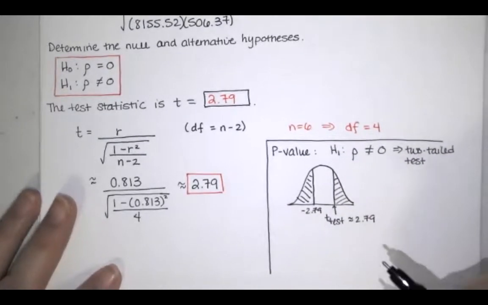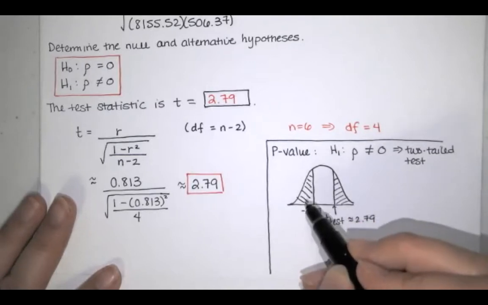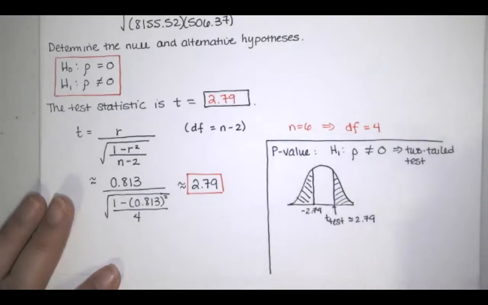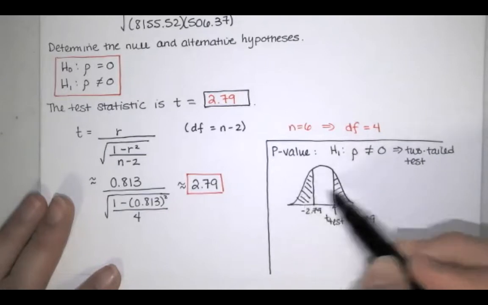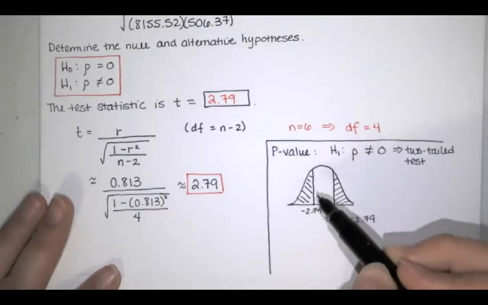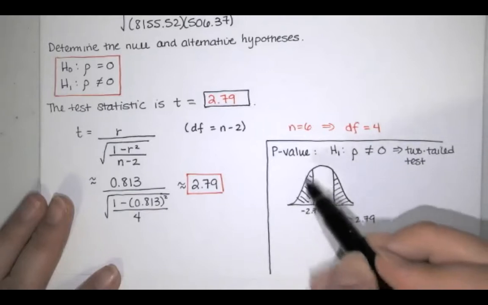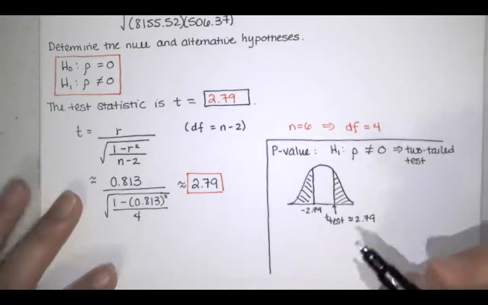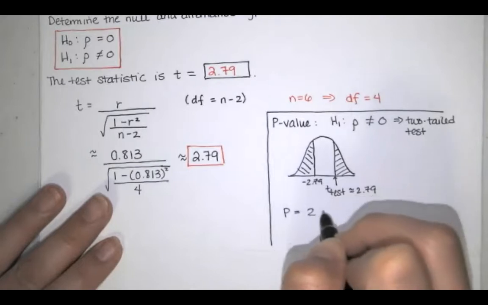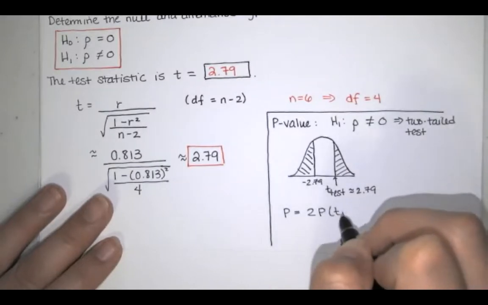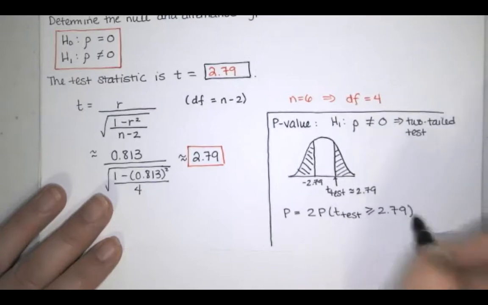I didn't do a very good job at making it symmetric, but the p-value is this area under this probability density function for the student t distribution, and it's twice that area because of the symmetry, because we don't care if we're far off to the right or far off to the left. We're just interested in that area in both tails whenever we're looking at a two-tailed test. So the p-value is twice the probability that our test statistic is greater than or equal to 2.79.